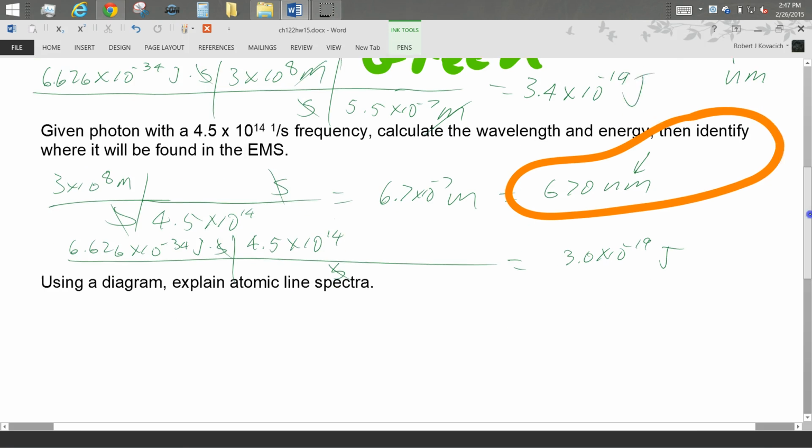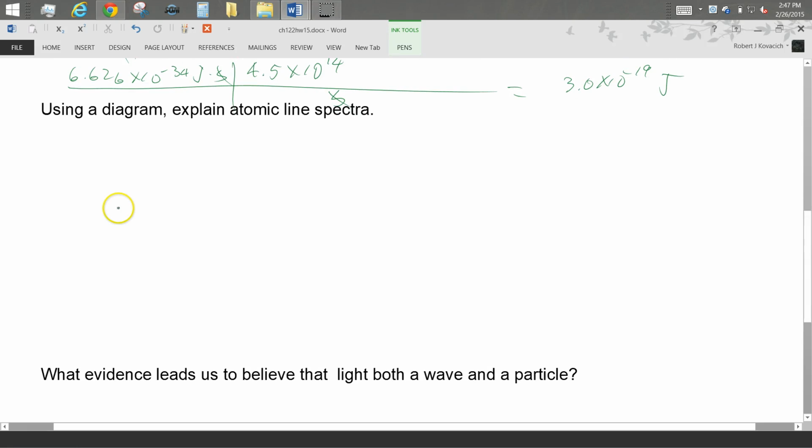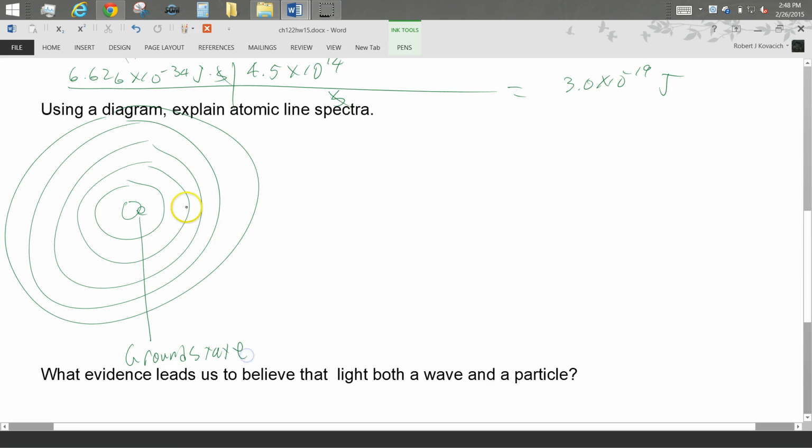All right, so what do you want to do about the diagram and explaining the line spectra? I was thinking just something like this. So we've got an electron and it's in ground state. Say it jumps up to here.